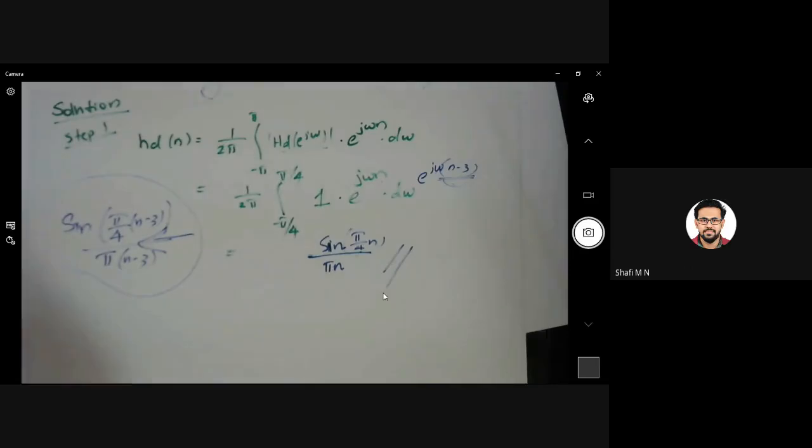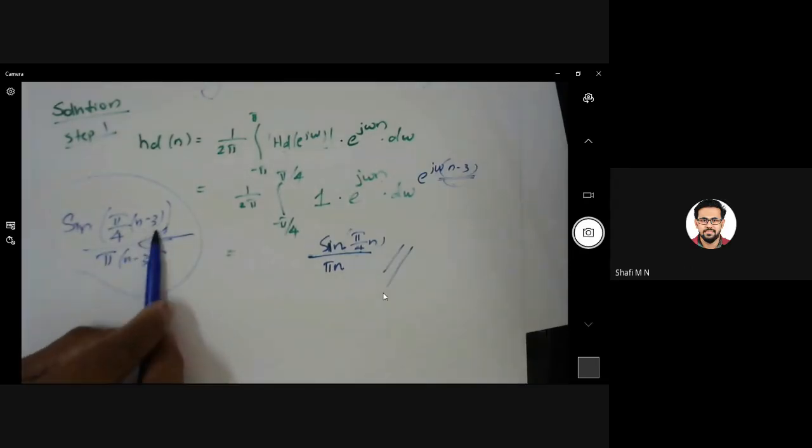ഷിഫ്റ്റ് ഉണ്ട്. ഇത് ഓൾറെഡി ഷിഫ്റ്റഡ് ആണ് 3 യൂണിറ്റ്സ്. It's already causal. മനസ്സിലായോ? നമ്മുടെ സ്പാൻ -3 to 3 ആണ്. -3 to 3, the signal is already causal.